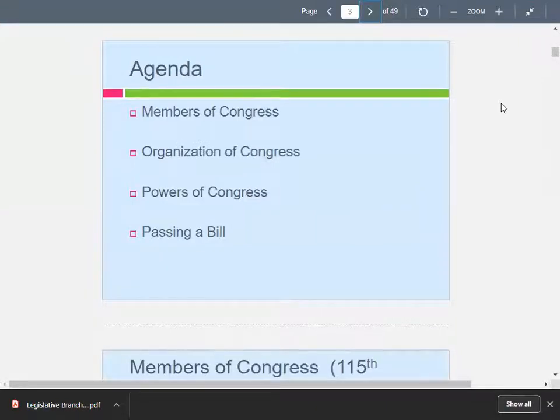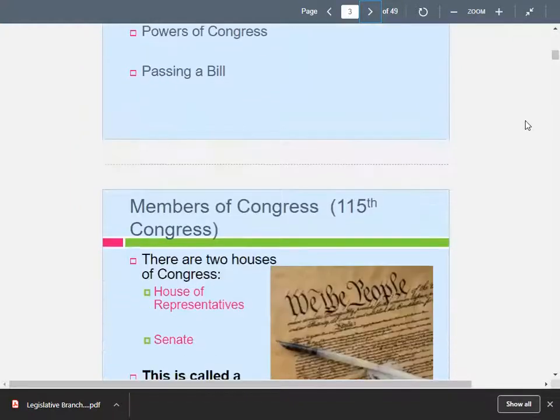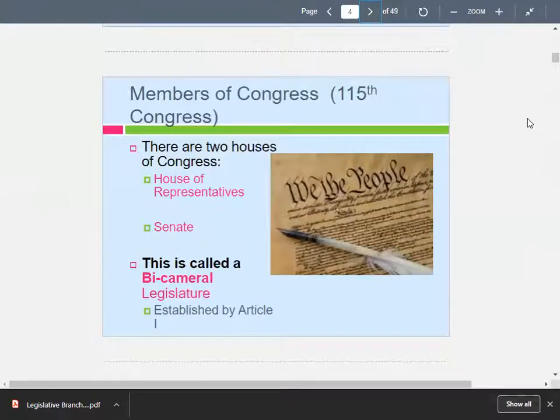So we're going to talk about the members of Congress, the organization of Congress, the powers, and how to pass a bill. There are two houses of Congress: the House of Representatives and the Senate. This is called a bicameral legislature, and it is established by Article 1 of the Constitution.